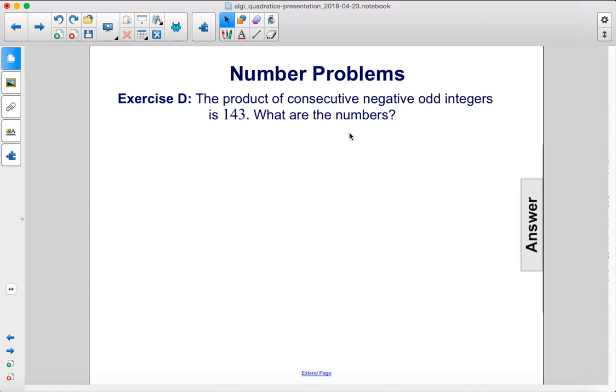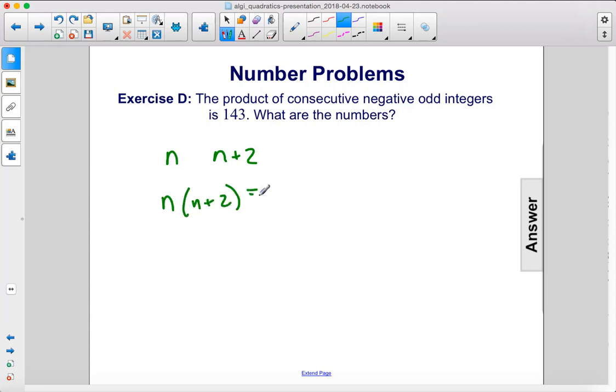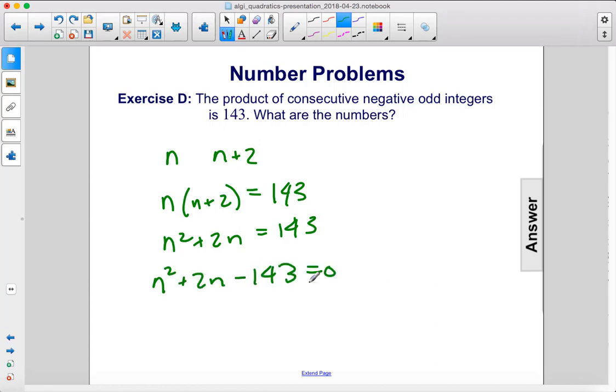The product of consecutive negative odd integers is 143. What are the numbers? Alright, so we're going to use n and n plus 2 to represent our two numbers. Because it says odd integers, we just need every other number, so we won't include n plus 1 here. So we have n times n plus 2 equals 143. So that's n squared plus 2n equals 143. We'll move the 143 over, so we have n squared plus 2n minus 143 equals 0.